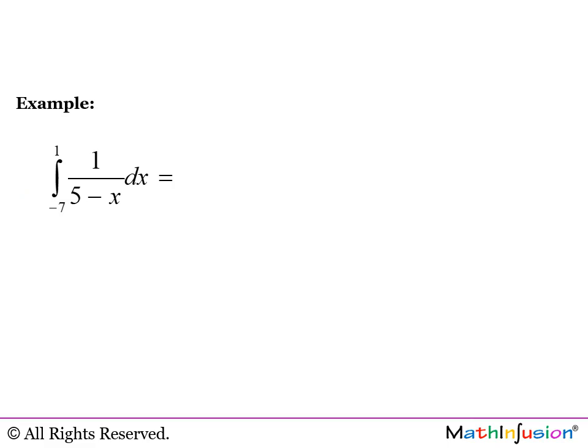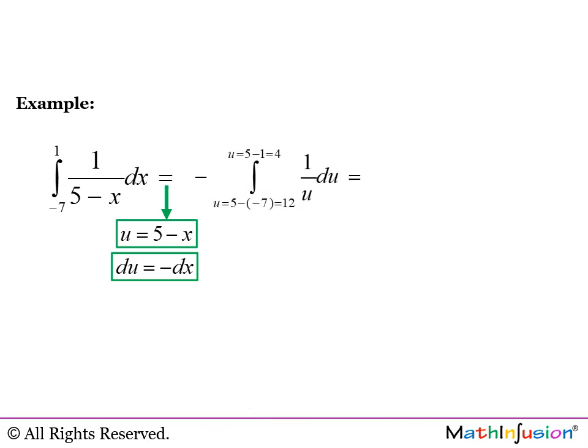Let's do another example. It's the same integral as before, but now we have limits of integration, and this is the definite integral from negative 7 to 1. U substitution, obviously. u equals 5 minus x, du equals negative dx. What happened to the limits of the u? When x equals negative 7, we get that u is 5 minus negative 7, which is 12. And when x equals 1, u is 5 minus 1, which is 4.